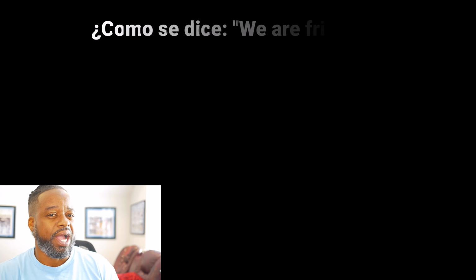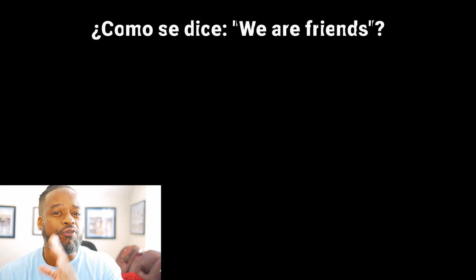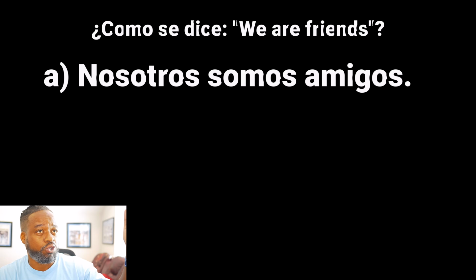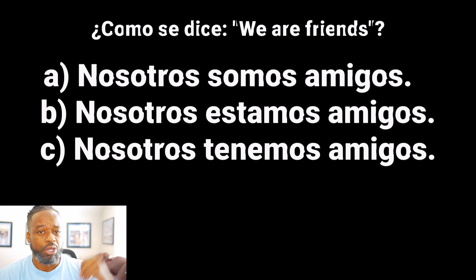Y ahora tenemos una pruebita rápida. Mira esta pregunta aquí. ¿Cómo se dice we are friends en español? La letra A, nosotros somos amigos. La letra B, nosotros estamos amigos. O la letra C, nosotros tenemos amigos.